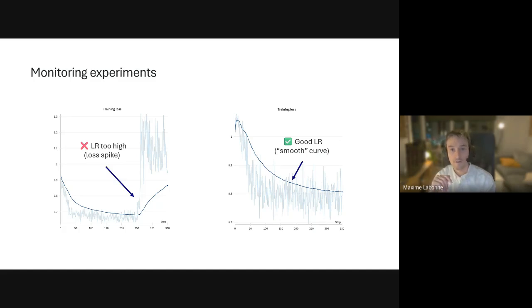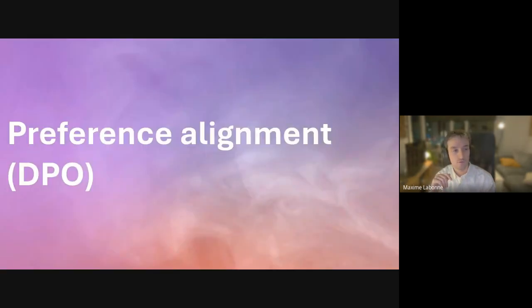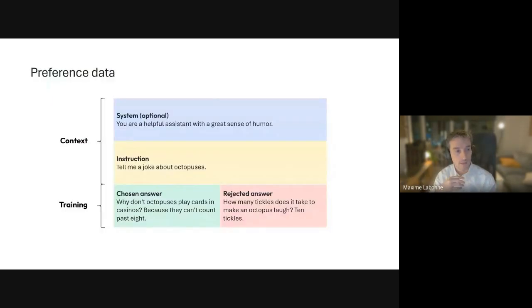All right, we're done with supervised fine-tuning. We can move on to the next training algorithm, which is preference alignment. Preference alignment is a family of techniques. In this family, the most popular one is direct preference optimization, or DPO. So this is the one that we'll cover here. There are a lot of other training algorithms, but I would recommend this one first.